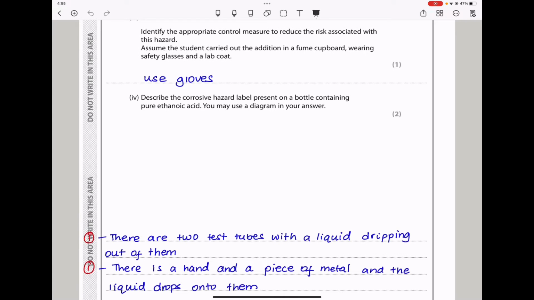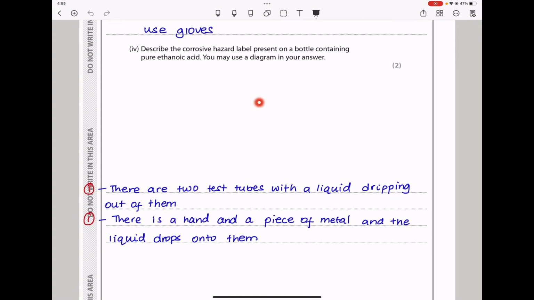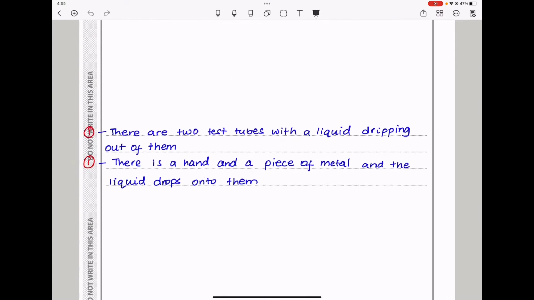Next they say, describe the corrosive hazard label present on a bottle containing pure ethanoic acid. You may use a diagram in your answer. Here I chose not to use a diagram, I just used a description. So in the corrosive hazard symbol diagram, there are 2 test tubes with a liquid dripping out of them. There is a hand and a piece of metal and the liquid drops on them.